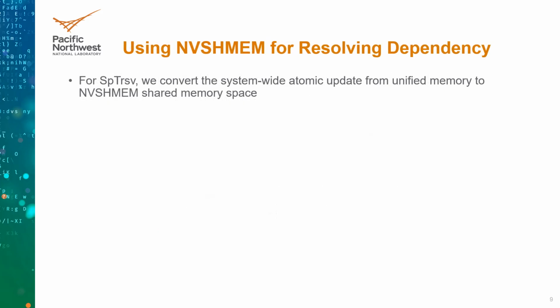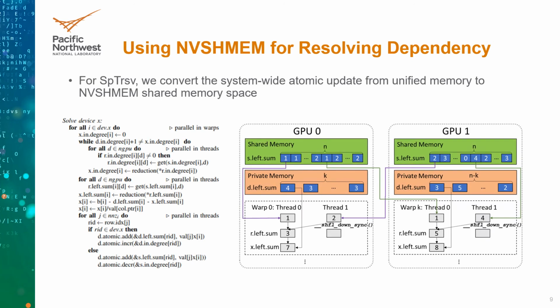We then use NVSHMEM to solve the data dependency update for SpTrsv. We convert the system-wide atomic update from unified memory to NVSHMEM shared memory spaces. The left shows the code algorithm we designed and how we map the data into the shared memory.